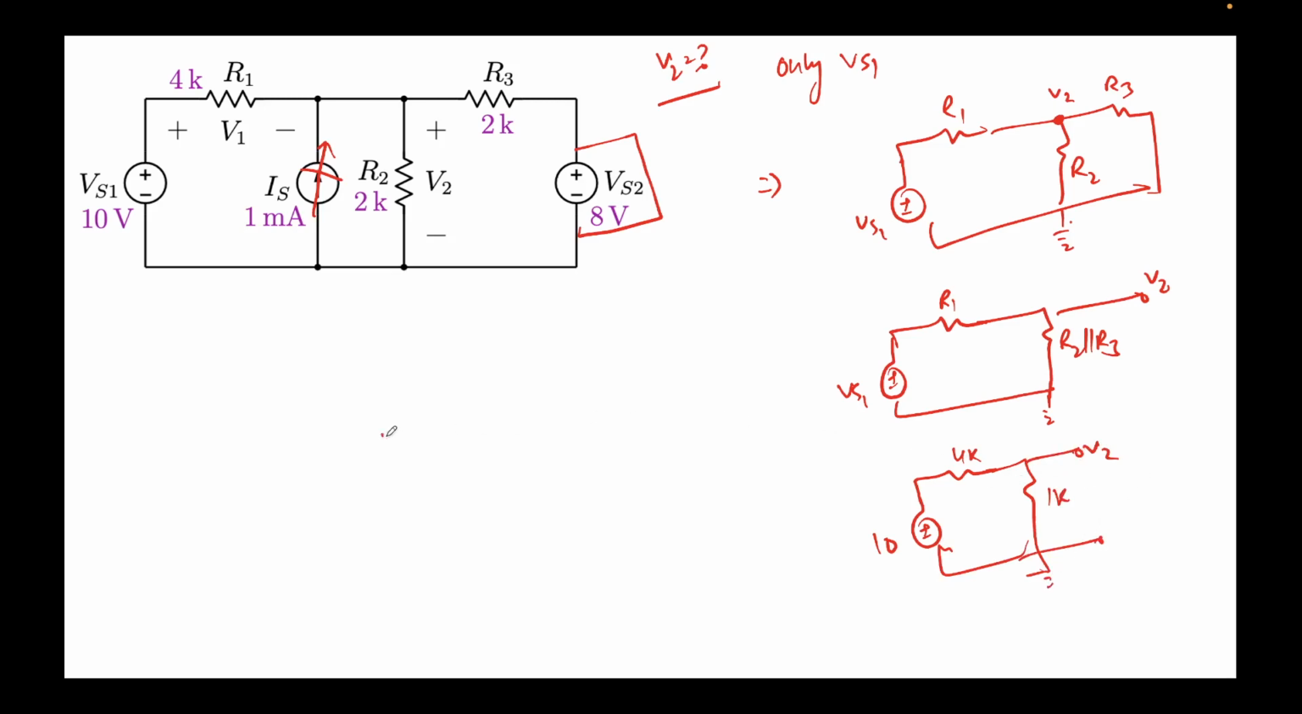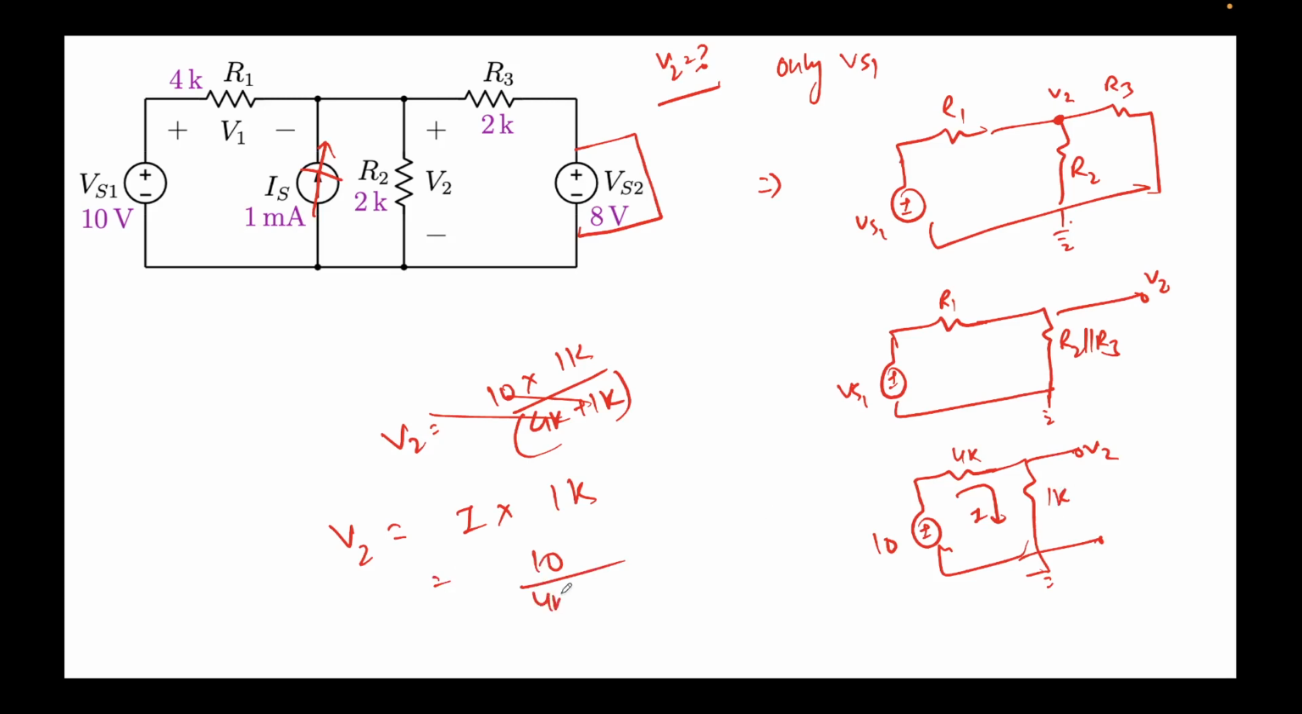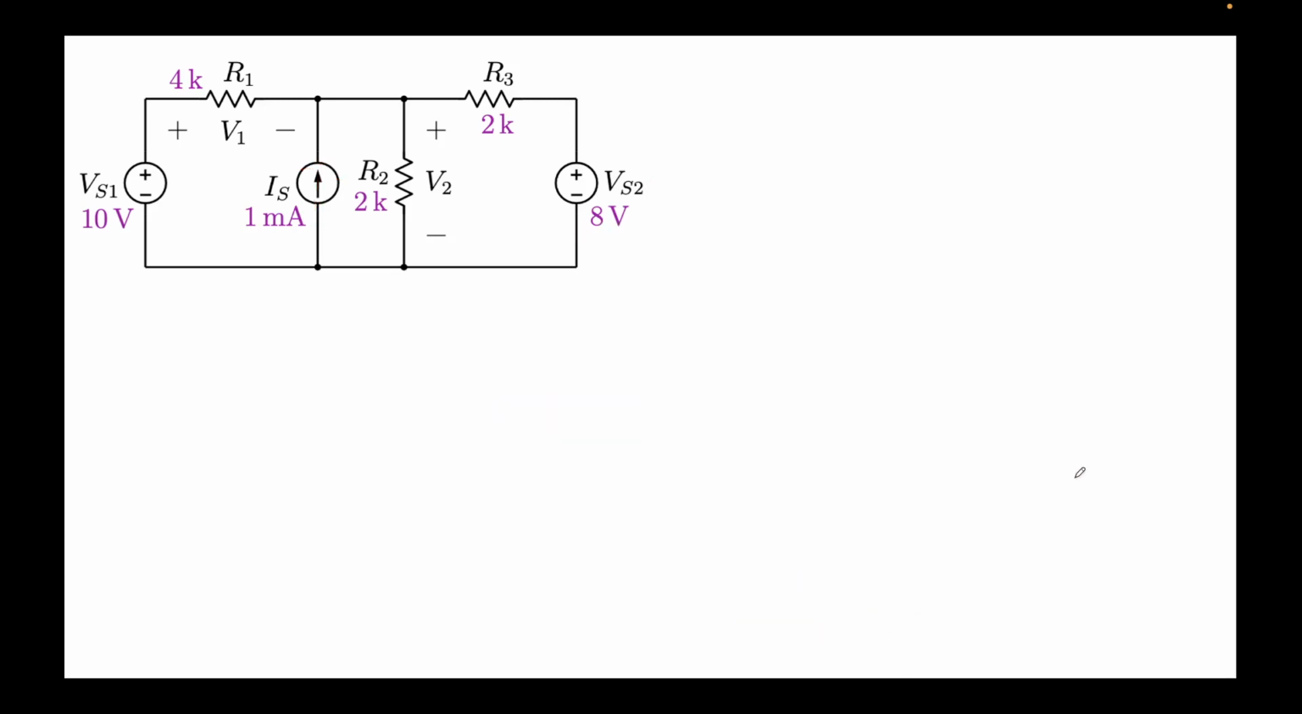So simply this is a potential divider. We can write V2 equal to 10 times 1K over 4K plus 1K. 10 divided by 4K plus 1K will be the current flowing here, and if you multiply it by this resistor, you will get the value, right? I'll rewrite it so it's clear to understand. V2 will be I times 1K. Ohm's law, V equal to IR across this resistor. The value of I will be simply 10 over 4K plus 1K in this loop times 1K. So this will be 10 by 5K into 1K. K and K get cancelled. 10 by 5 is 2 volts. So we get V2 equal to 2 volts.